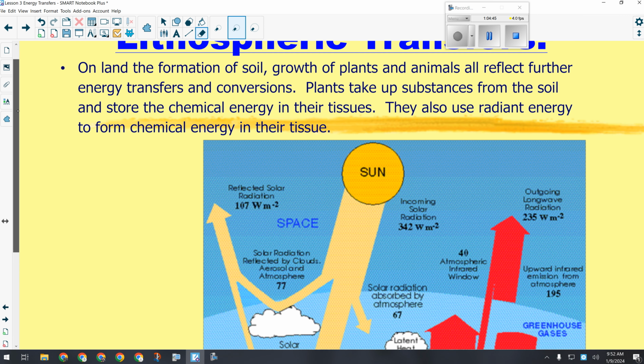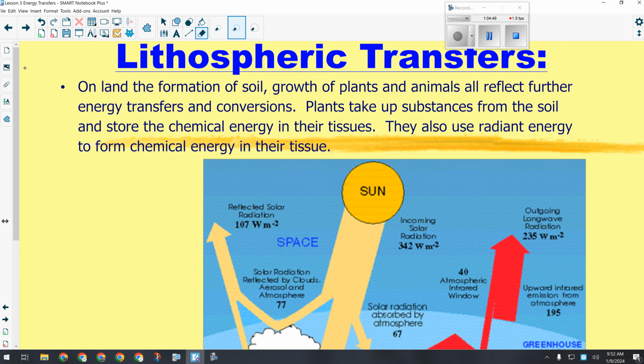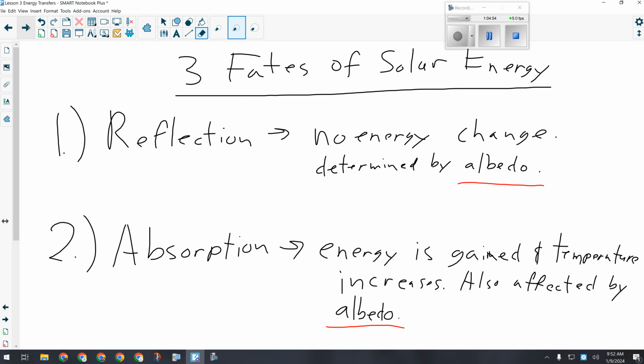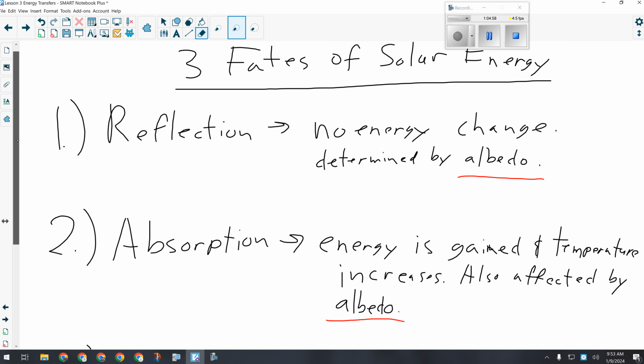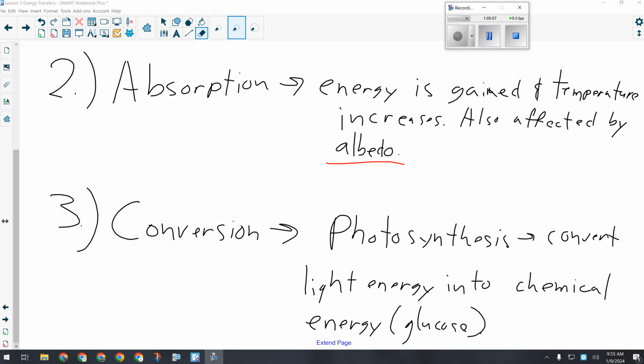And for the lithosphere, basically it's just the albedo part. The lithosphere absorbs energy because of its color. So write these down, guys, the three fates of solar energy. I'll give you a minute to get those written down, and then we'll call it good for the day. We did talk about all three of those on the very first slide, but there wasn't any mention of them in the notes, so you just need to add those in. Reflection, absorption, and conversion.